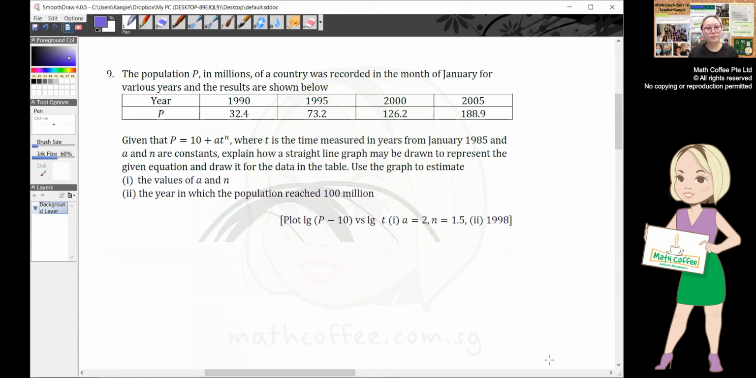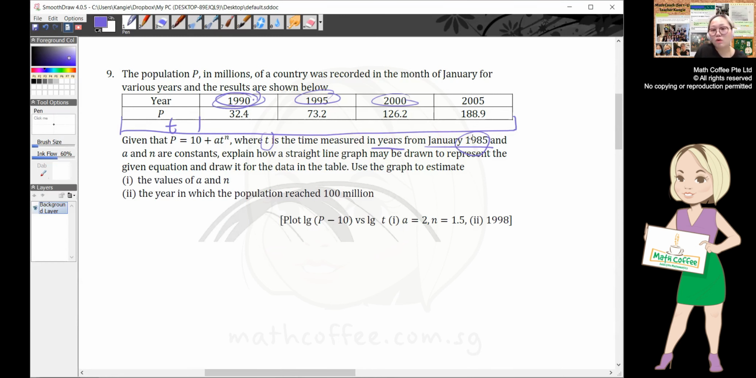The first thing is, they give the years 1990, 1995, 2000, 2005, then the P values. Then the student thinks, how can we draw this on the graph? Don't worry, don't panic. Read the question first. They say T is the time measured in years from January 1985. So you're not complete yet. You're supposed to plot one more, called T. T is the year minus 1985.